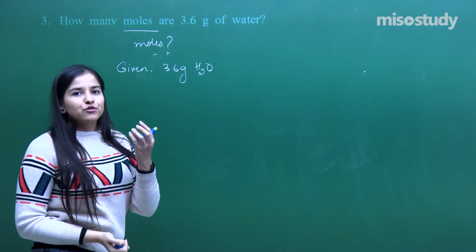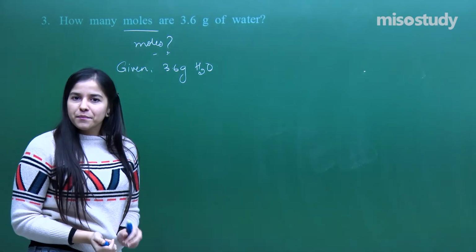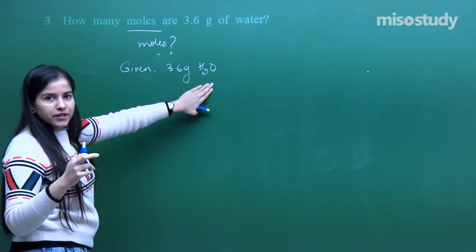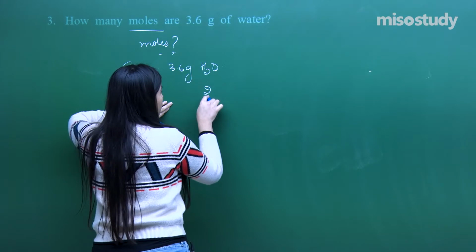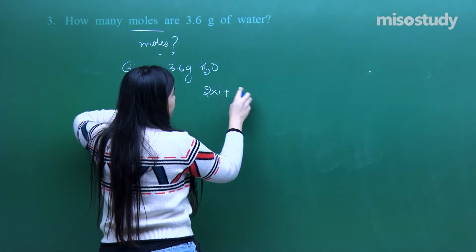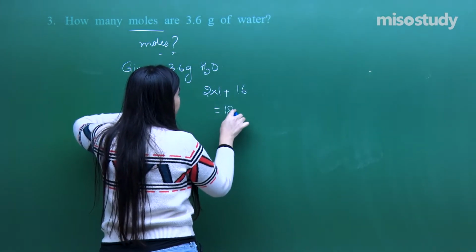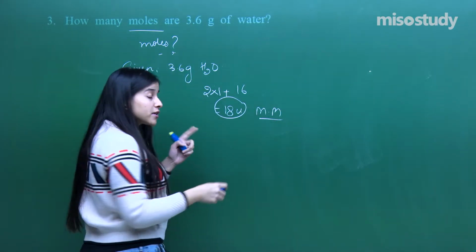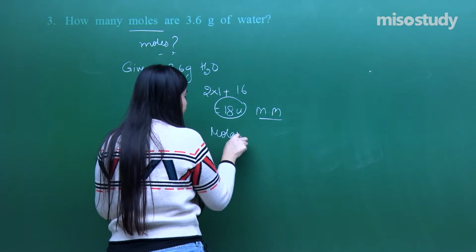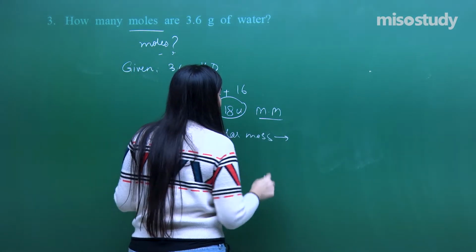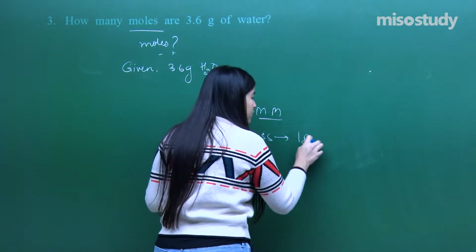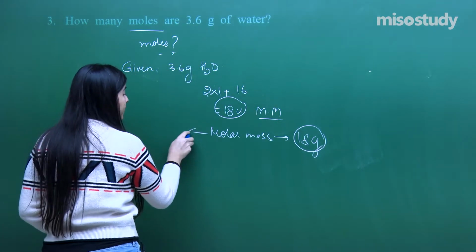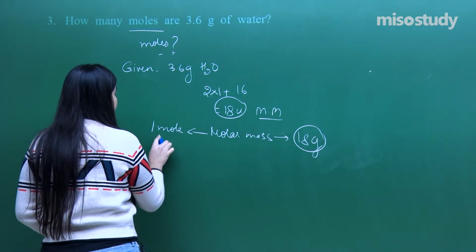So how many grams of water corresponds to 1 mole, do you remember? It is again related to the molecular mass. Can you tell me what is the molecular mass for water? 2 into 1 plus oxygen is 16. How much? 18 units is the molecular mass. If I talk about the molar mass, that is in terms of moles, we consider it in terms of grams. That is going to be 18 grams corresponding to 1 mole of water.